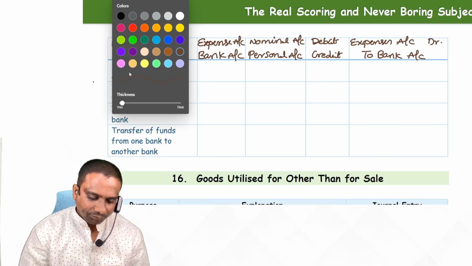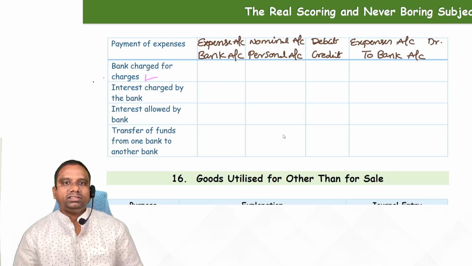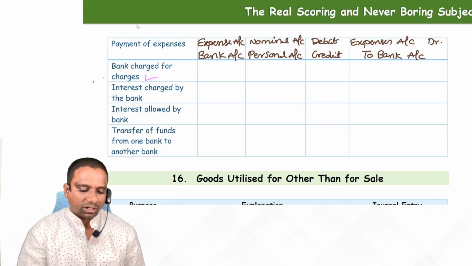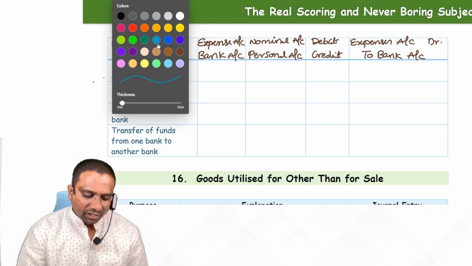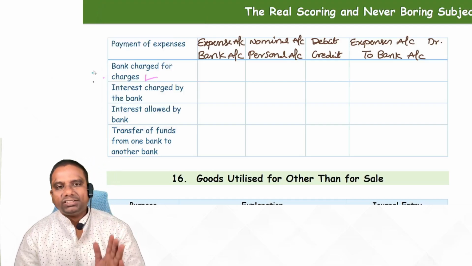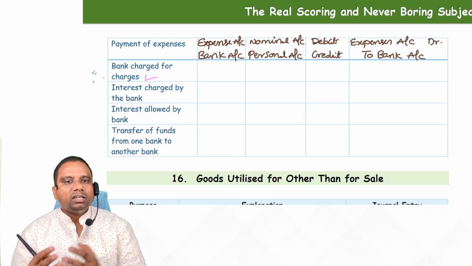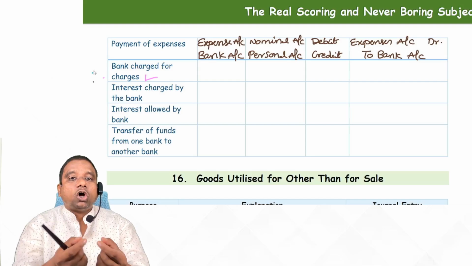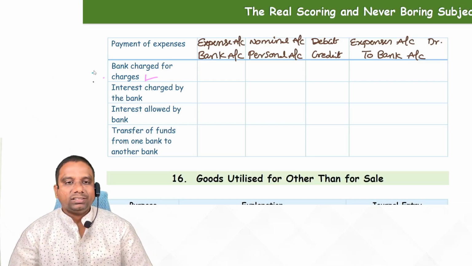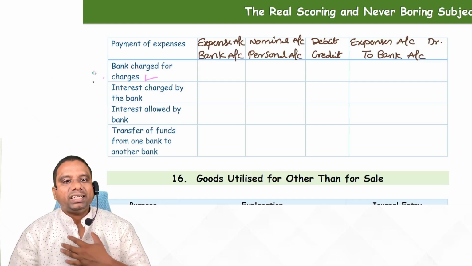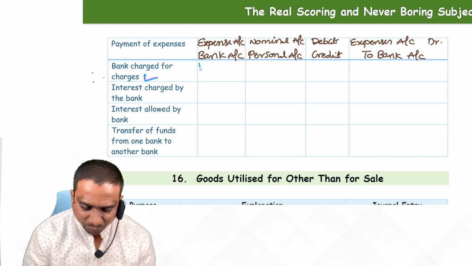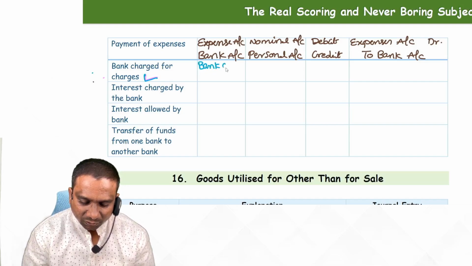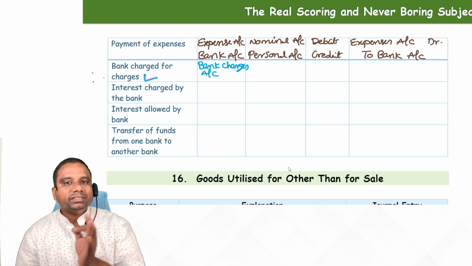Next one, bank charges. The bank is providing so many services to us. For the services rendered by bank, bank will charge some nominal amount. This becomes an expense. Yes or no, students? In that case, what is the entry we record? Simply, we create a bank charges account.